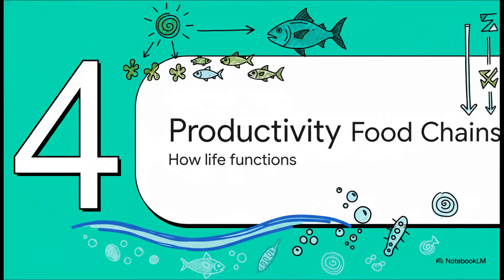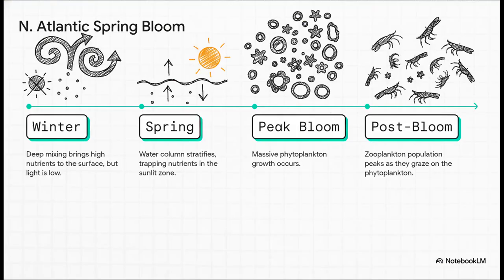And that's a perfect lead-in to Section 4, productivity and food chains. We've talked physics and chemistry, so now let's see how biology, life itself, works in the ocean. A classic exam topic is the North Atlantic spring bloom. In the winter, deep mixing brings nutrients up to the surface, but there isn't much light.